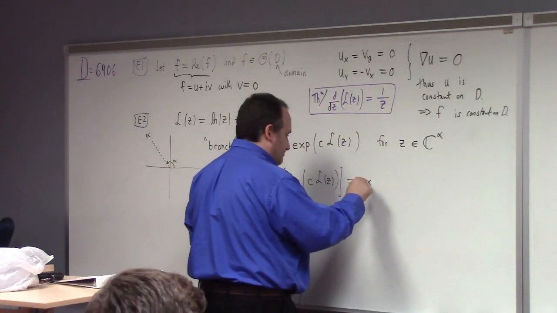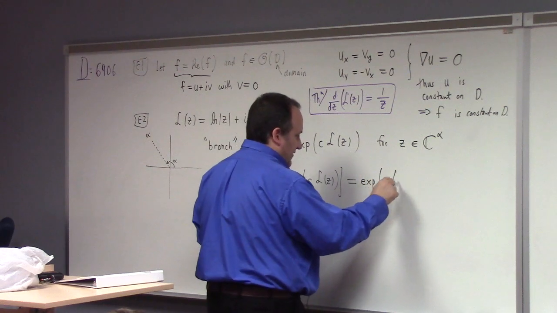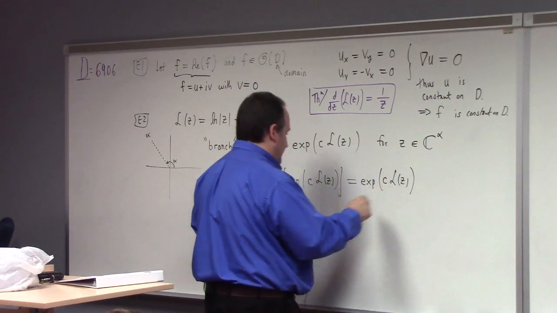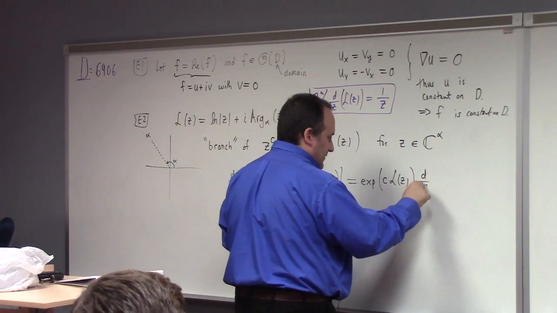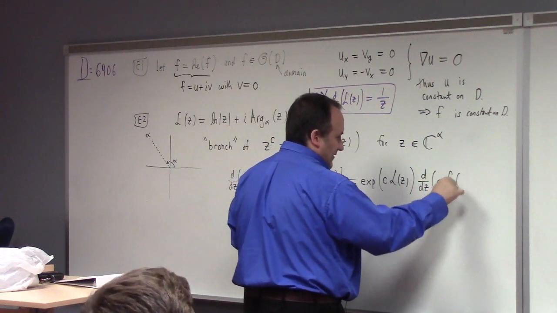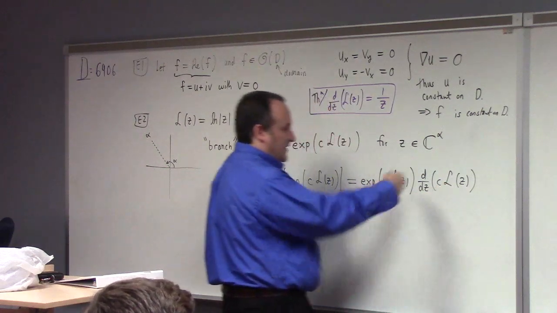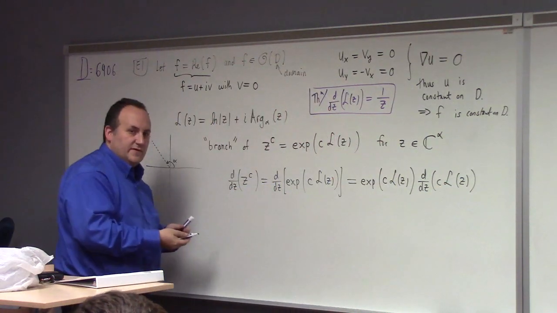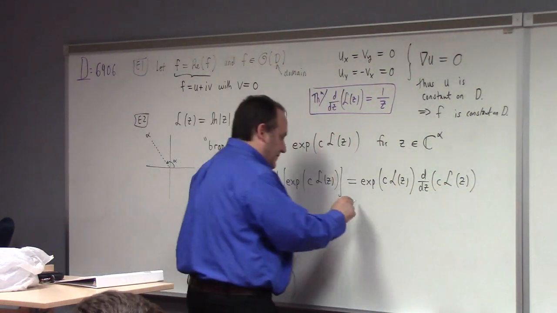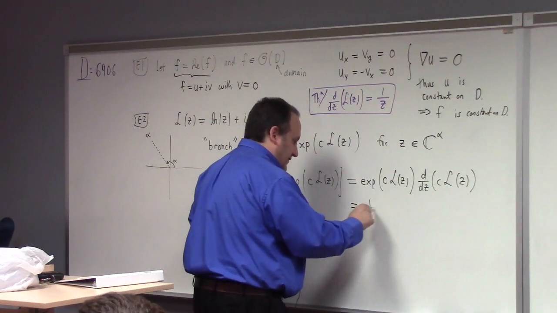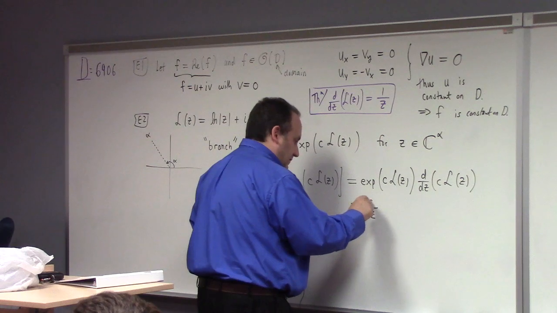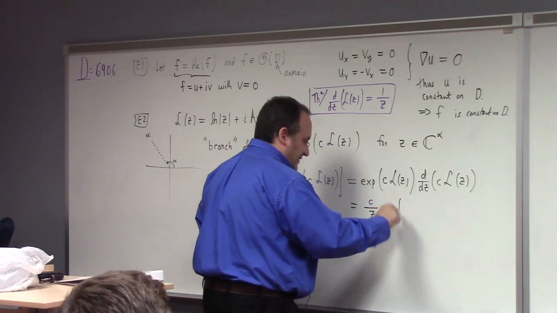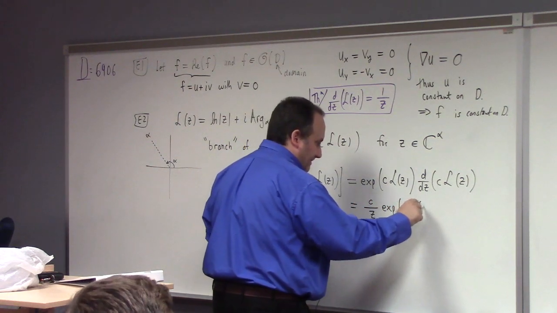We get the exponential of c times L of z. Now c is a complex constant, but a constant nonetheless. So I'll write it out here, d dz of c L of z. The constant pulls out, and we just have the derivative of L of z, which is 1 over z. So we've got 1 over z times c, and then the exponential. I move the constant out front.